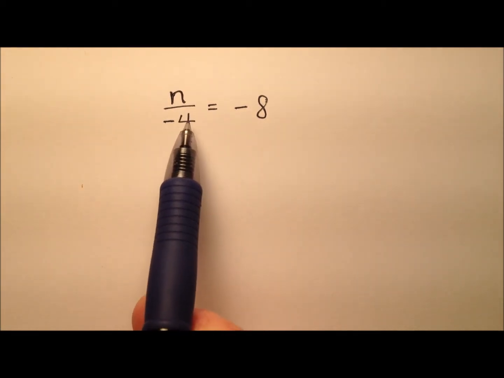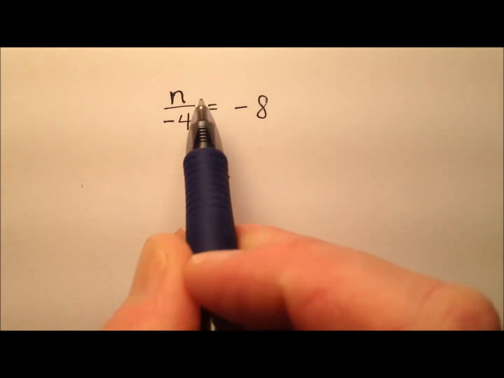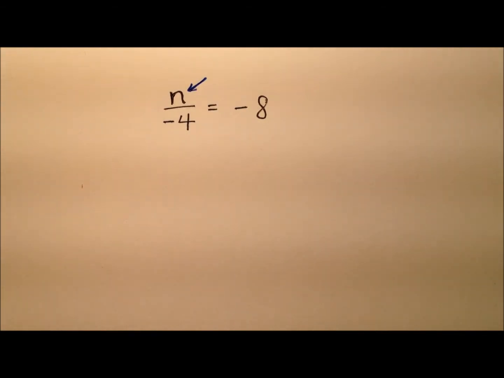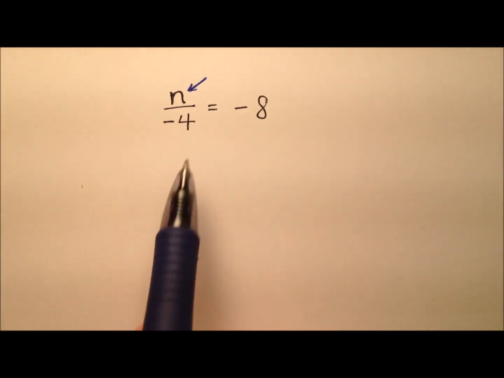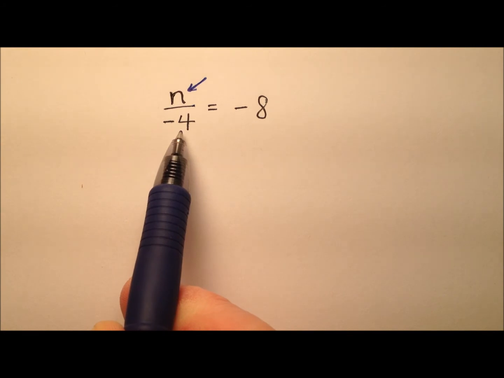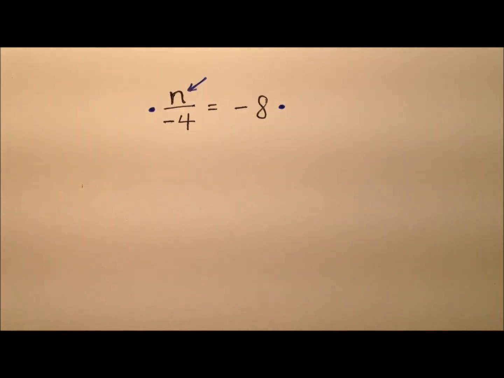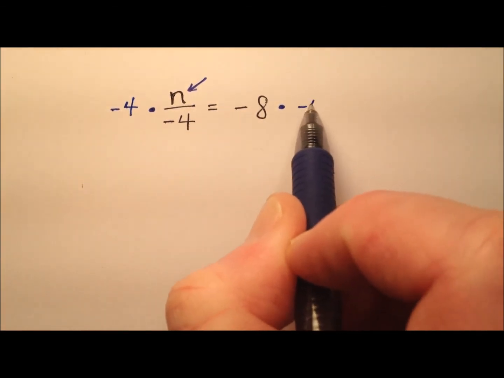So we're taking our number n and we're dividing it by -4. If we're trying to isolate this variable n on the left side of the equation all by itself, we need to undo this division by -4. Well, the opposite operation, or the inverse operation, to division is multiplication. So we're going to multiply both sides of our equation by this -4.